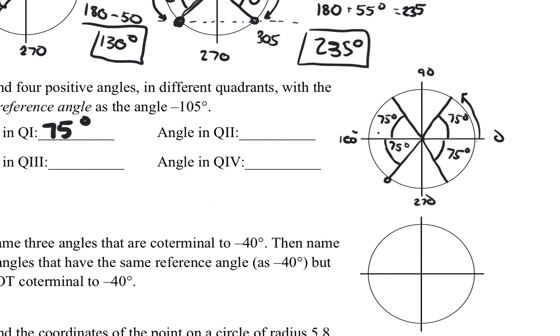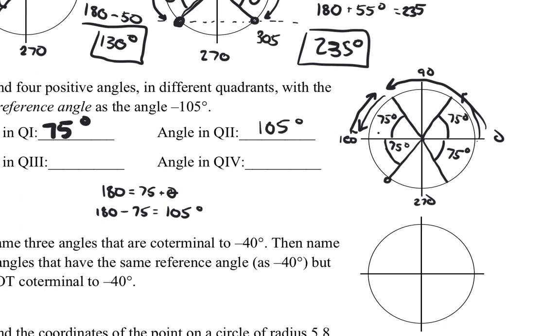So for our next quadrant, we know that this angle here plus this angle here gets us 180 degrees. So that means 180 degrees will be equal to 75 plus theta. So if we subtract that 75 and go backwards, we'll find out what our theta is. So 180 minus 75 is equal to 105. So the angle in this quadrant is 105 degrees.